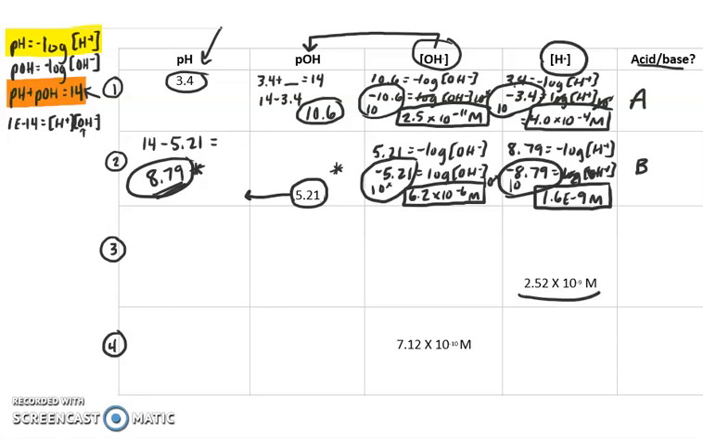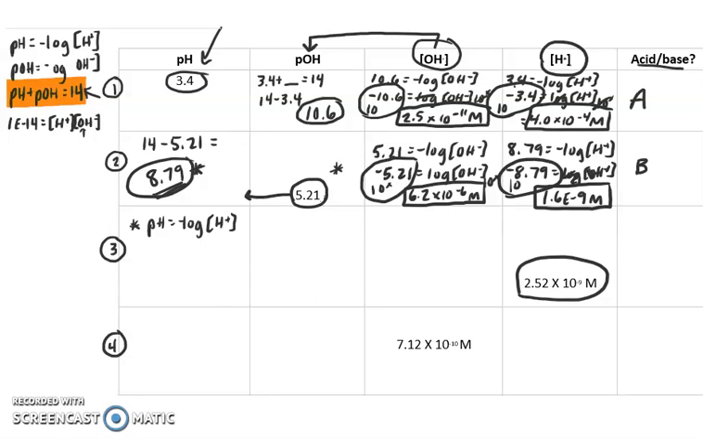Notice it gives me a concentration. So let's talk about what we can find from that. If I know what the concentration of H is, I can find the pH, right? So this is going to be the first thing I calculate, since pH is the negative log of H.